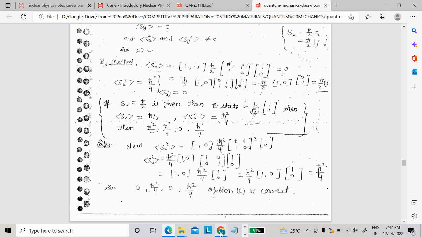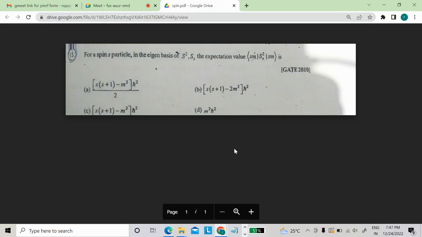What is the answer for this one? I'm getting a very weird answer. Option A. I'm getting a very weird answer, like 0. Since I have written Sx is equal to h cross by 2 times the matrix 0 1 1 0. Oh wait, I have not done 6.